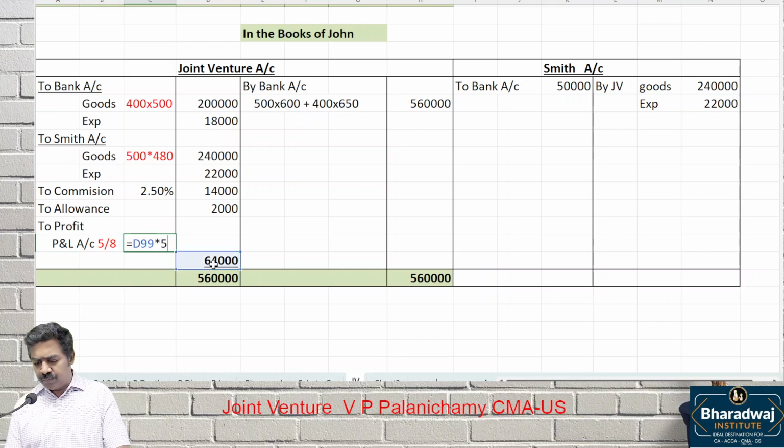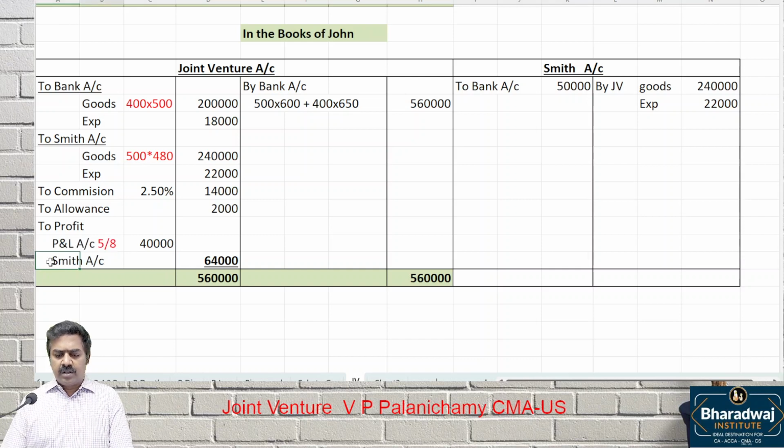64,000 into 5/8 is 40,000. Smith's profit will be transferred to which account? Smith account, and the 3/8 will be transferred to the Smith account. Clear? Our profit share we transfer to the P&L account. Smith's share we transfer to the Smith account. How much? 24,000. It will come as by joint venture for the profit.